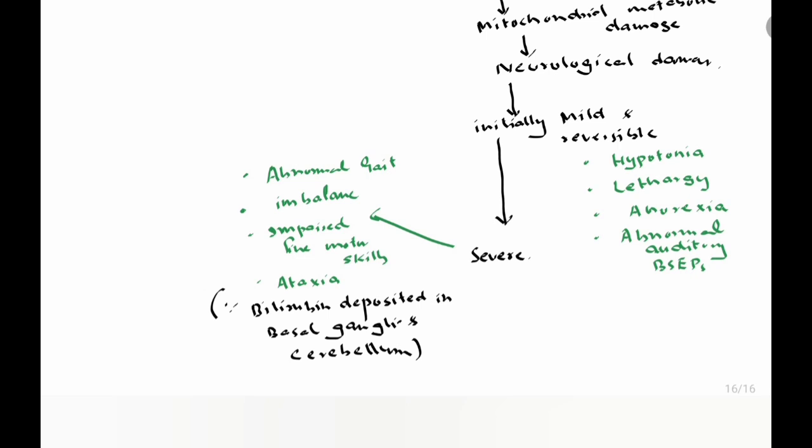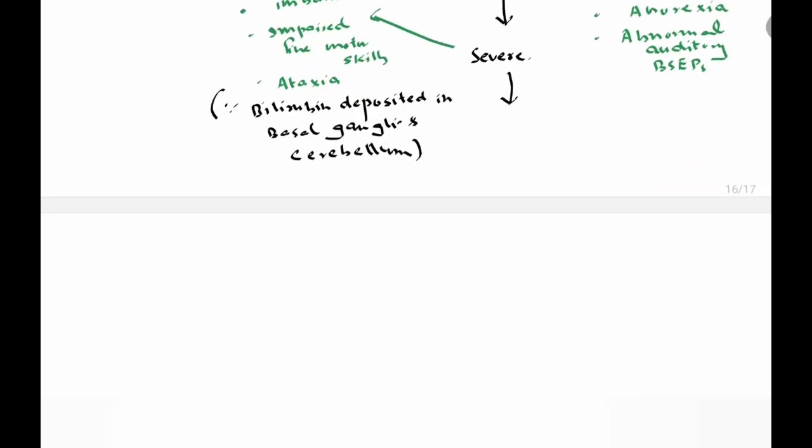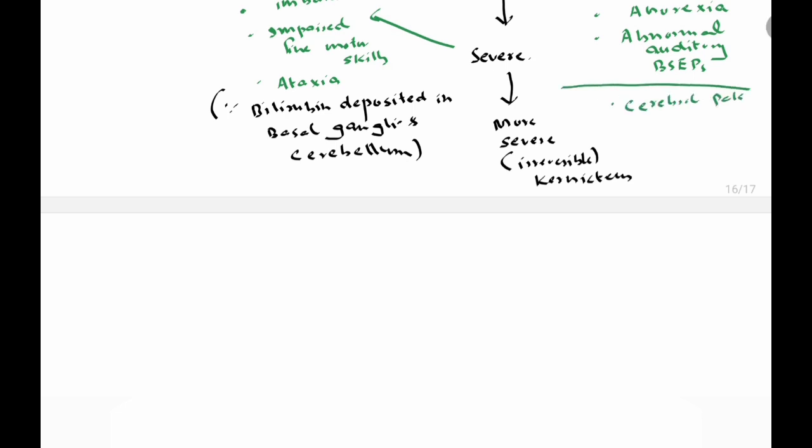When the unconjugated bilirubin concentration further increases, there is more severe damage, which is irreversible, and the condition is called kernicterus. In this damage, there may be cerebral palsy. The patient may be having high frequency central neural hearing loss and dental enamel hypoplasia.